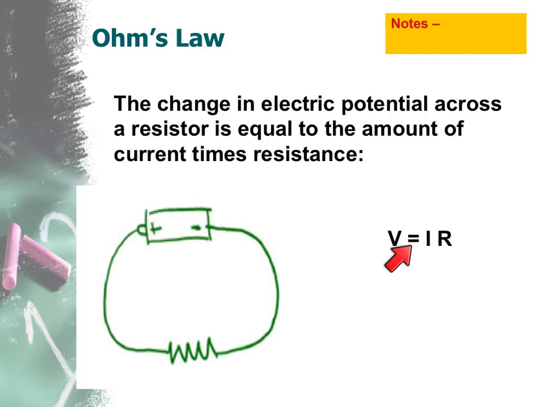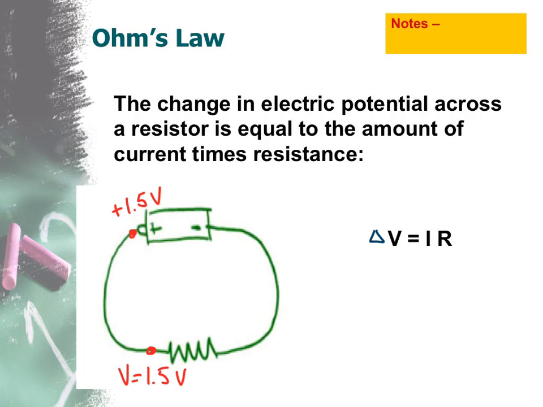This is usually the way you'll see Ohm's law written, but I like to add a delta in front of the V to remind myself that the electric potential here is different from the electric potential on the other side of the resistor. So it's actually a change in electric potential. Unfortunately, you don't see a lot of people writing it that way, but that's the way I think about it, and that's exactly what Ohm's law really means.